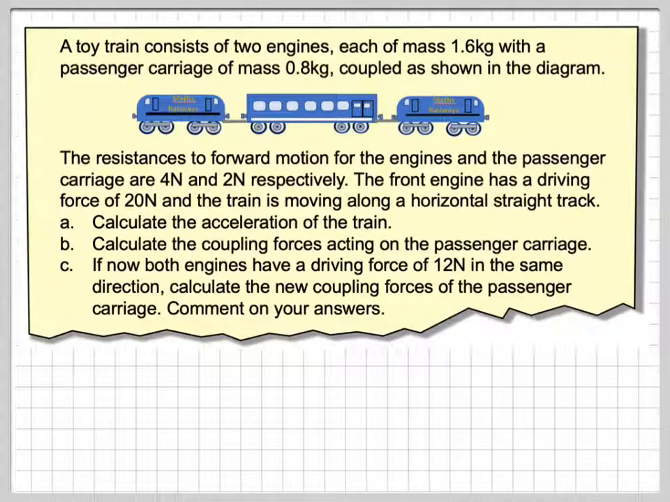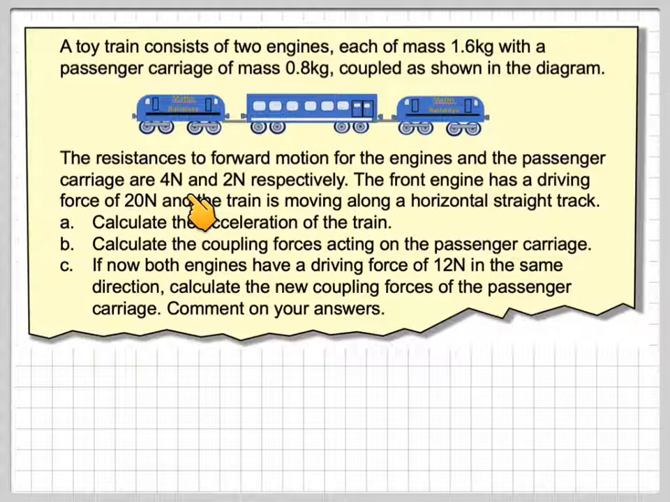Okay, in this video we're going to look at the coupling forces between each part of this particular train. It says a toy train consists of two engines, each of mass 1.6 kilograms. So we've got one engine here and the second engine here, with a passenger carriage of mass 0.8 kilograms. We've got a passenger carriage here, coupled as shown in this diagram. So here's the front, the middle and the back.